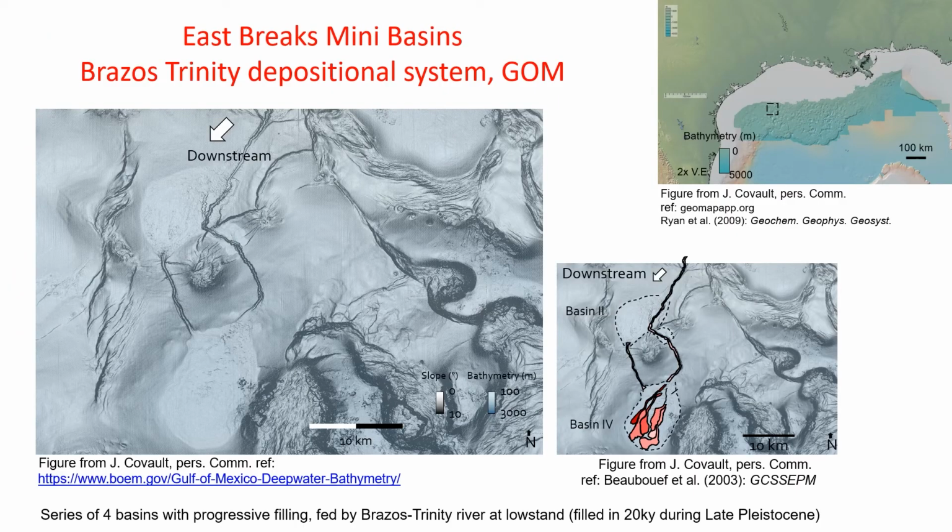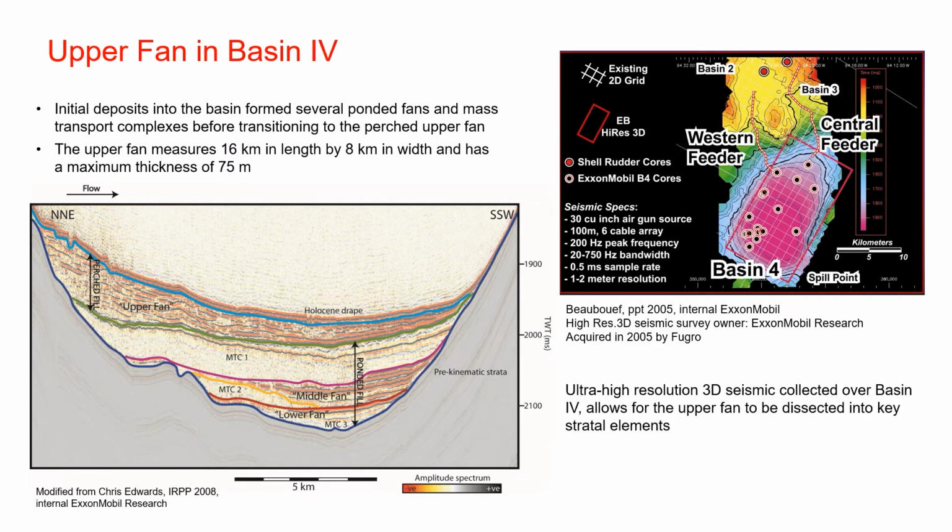Our last example has elements of both high and low gradient systems as it develops on rapidly changing slopes. It's the East Breaks mini-basin example from the Brazos-Trinity depositional system in the Gulf of Mexico. There, the perpetual movement of salt during and after deposition gives shape to interconnected mini-basins, steep on their sides and very low gradient in the central portions or distal areas. We are focusing on Basin IV and its most recent upper fan deposits.